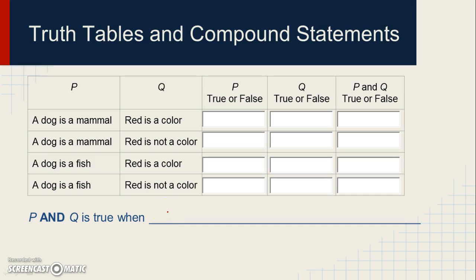So we begin looking at these statements. A dog is a mammal. Is that true? Yes, that's true. Red is a color. That's also true. P and Q. Are both P and Q true? They are. So this is true. A dog is a mammal. True. Red is not a color. That is false. Red is definitely a color. So are P and Q true? They are not both true, so this is false.